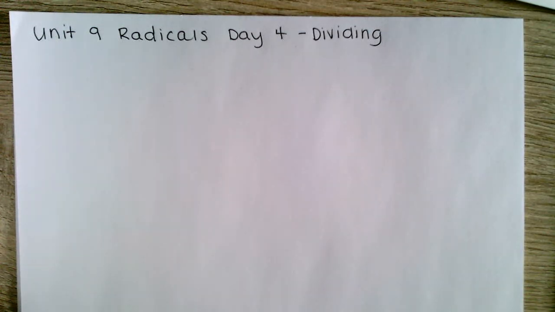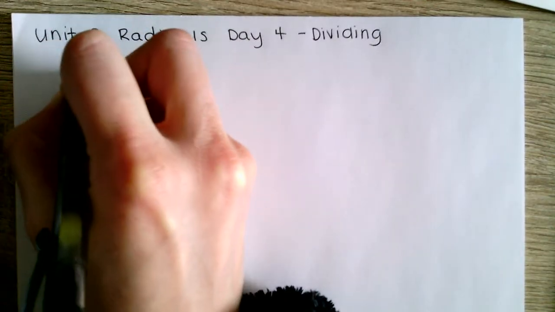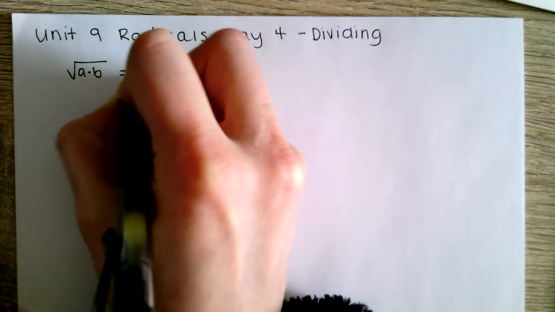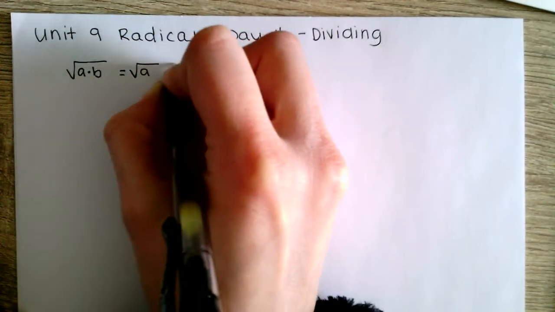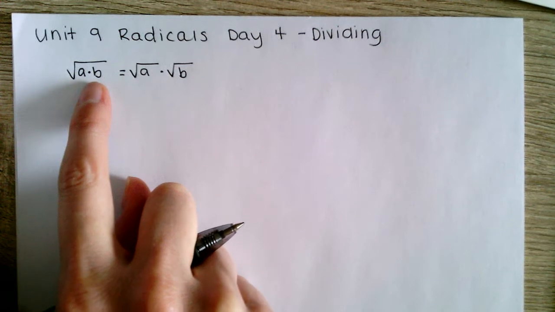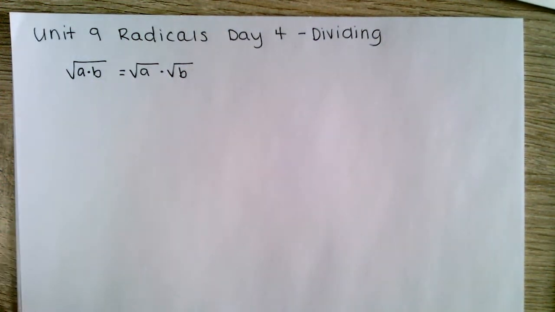Hi guys, this is Unit 9, Day 4, Dividing. In the past when we did multiplying, which was our simplifying, we were allowed to say that if we had two things underneath a radical where we could break something down, we were allowed to break those up so that they had their own separate radicals. So if we had a times b underneath the same radical, we could break it up to be radical a times radical b, and they would both get their own.